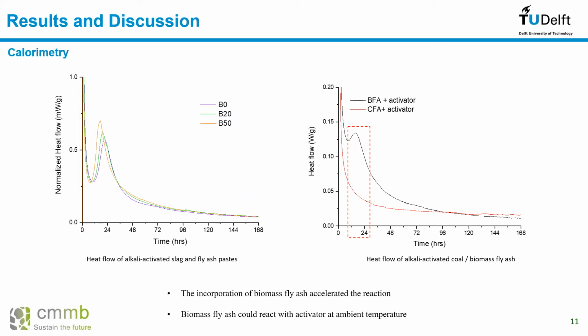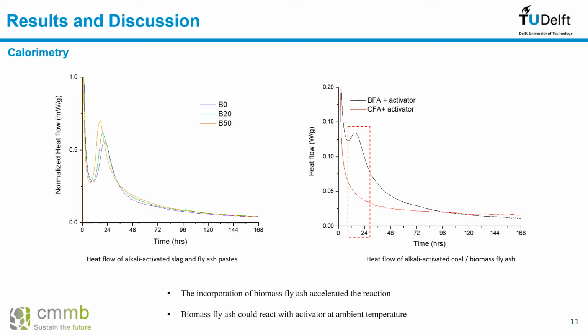On the left figure, you can see that with the incorporation of the biomass fly ash, the second exothermic peak, which corresponds to the C-S-H formation, comes earlier and also with a higher intensity. This means that the biomass fly ash accelerates the reaction and makes the reaction more intensive.